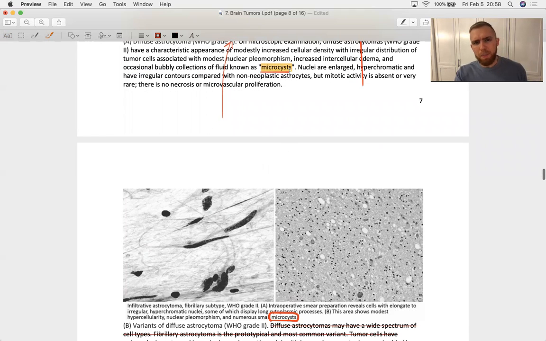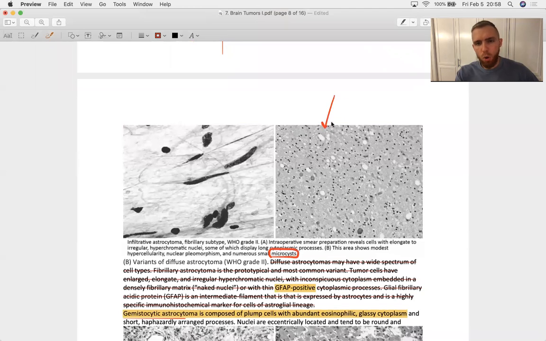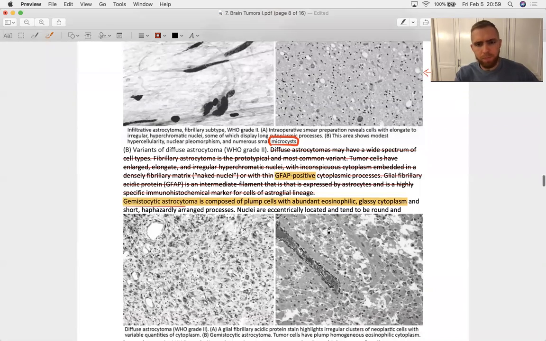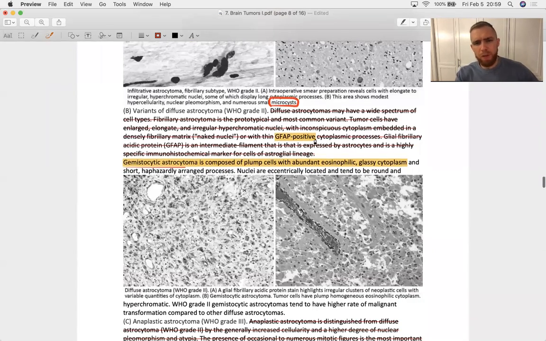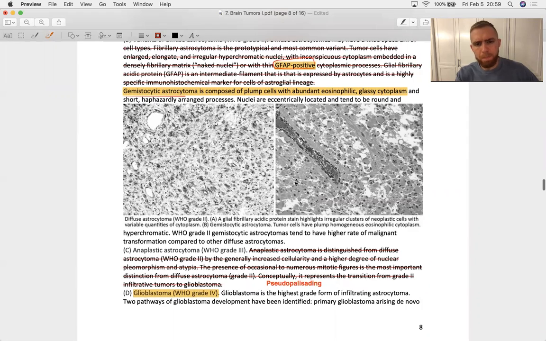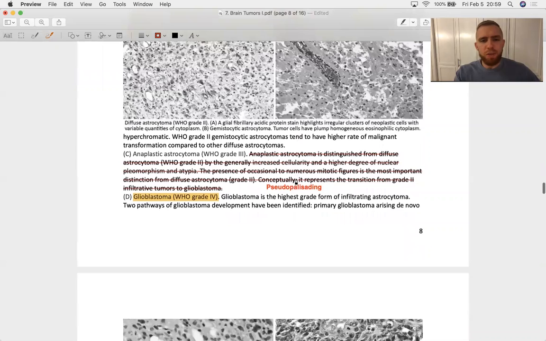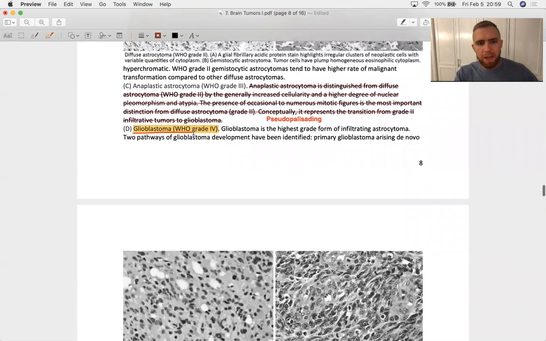But unlike the pilocytic astrocytoma, the diffuse astrocytoma has microcysts. That's the word, the image you want to look out for to let you know you're dealing with the adult astrocytoma. And of course, it'll be positive for GFAP, glial fibrillary acidic protein. Now that's the precursor to the glioblastoma, which is the one you really ought to be able to recognize like the back of your hand.